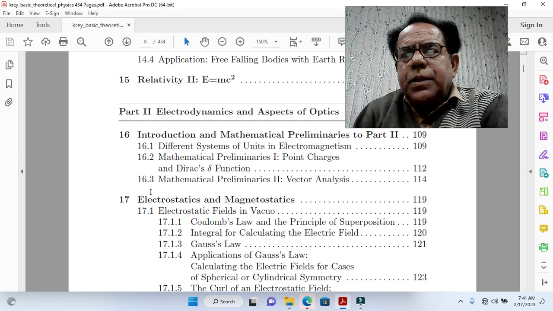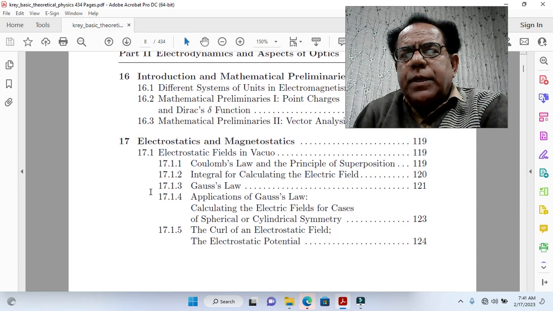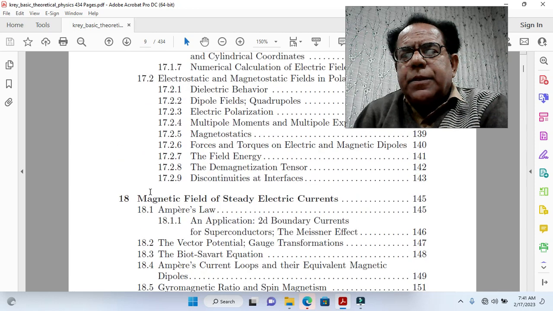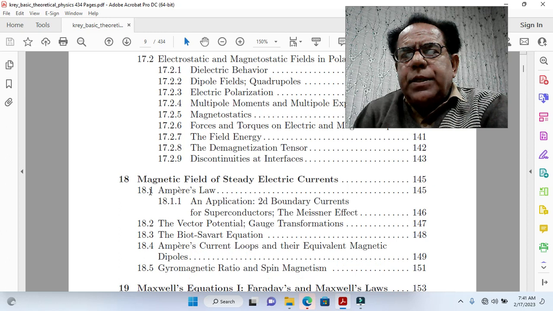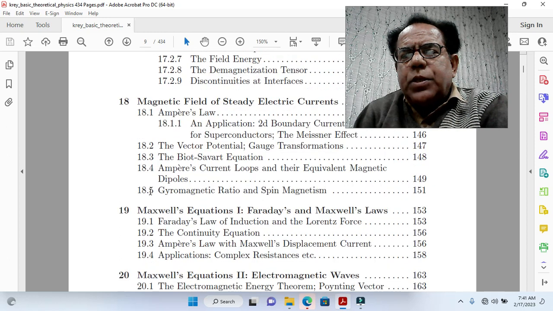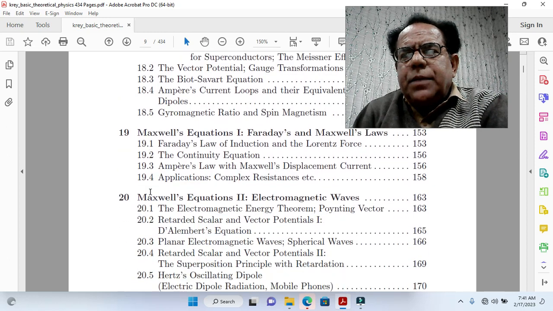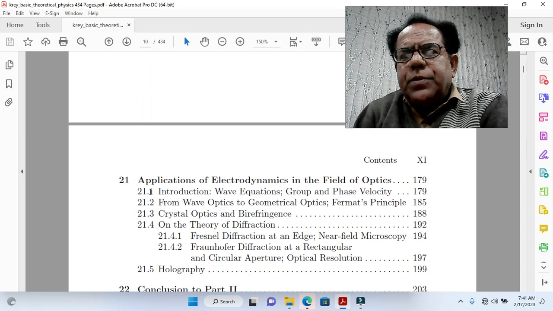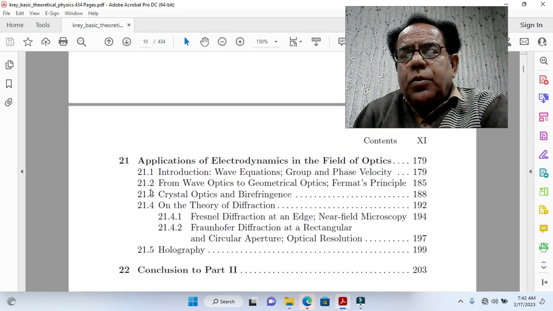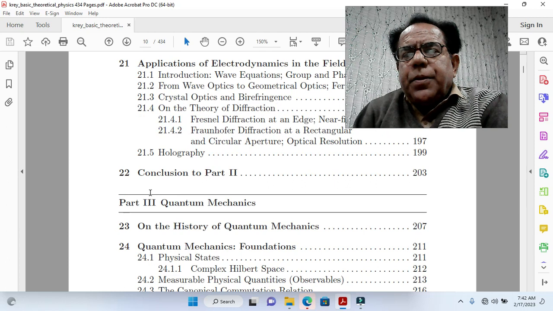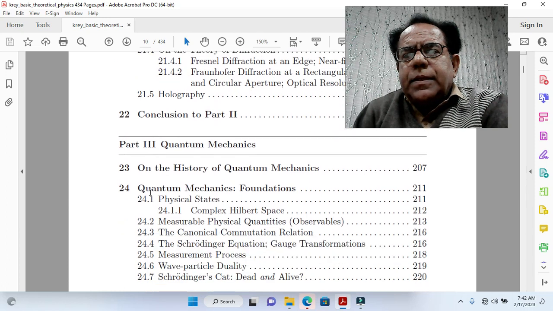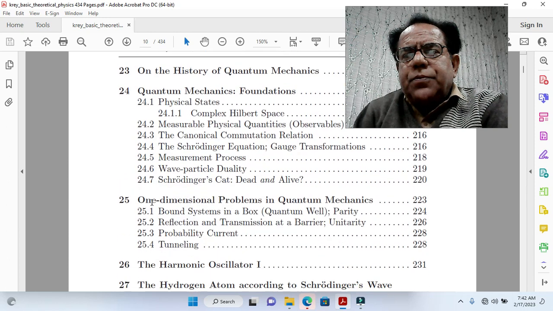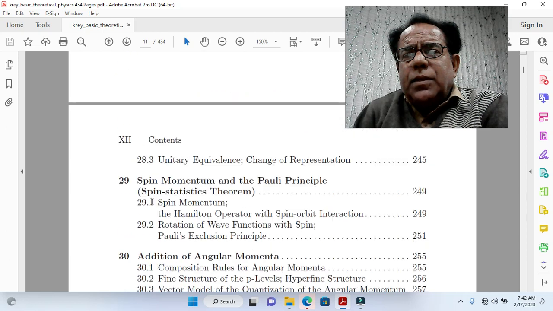Introduction and Mathematical Preliminaries of Part 2, Electrostatics and Magnetostatics, Magnetic Field of Steady Electric Currents, Maxwell's Equations, Faraday's and Maxwell's Laws, Maxwell's Equations 2, Electromagnetic Waves, Application of Electrodynamics in the Field of Optics, Quantum Mechanics Foundations.